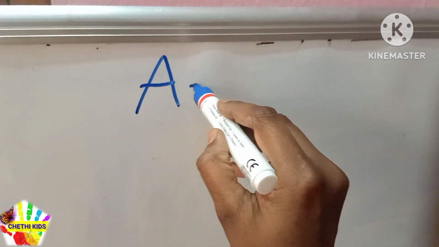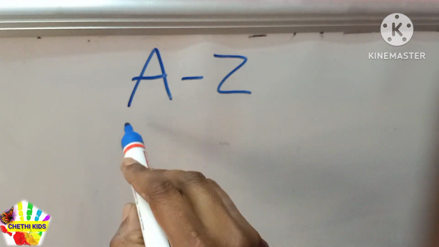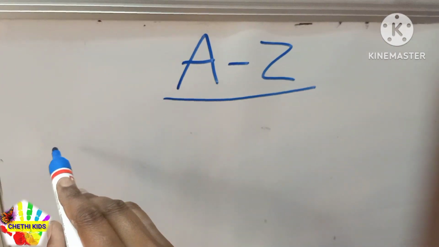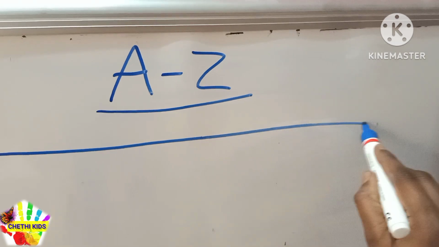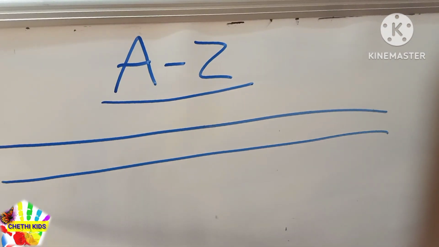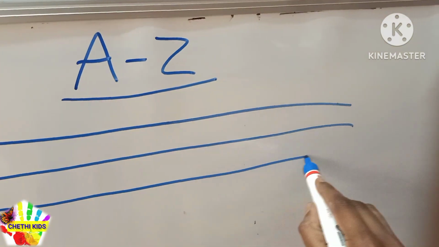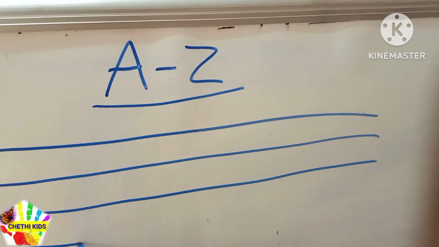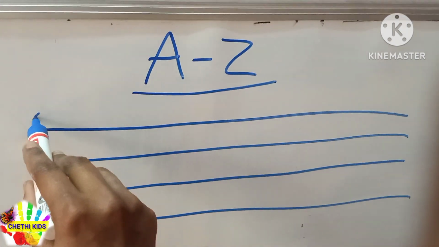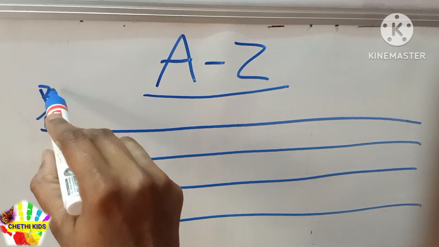Uppercase letters, capital A to capital Z. Let's see how we will teach to write capital A to capital Z. This is the red line. This is the blue line. This is also a blue line. And this is the red line. These are the 4 lines we will be having in the book.